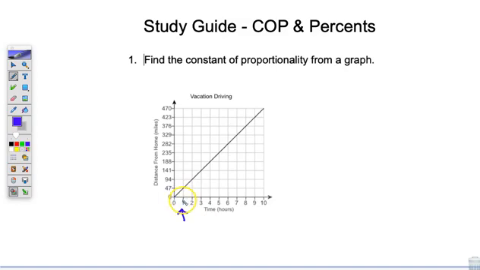So remember, your x always needs to be equal to 1 to find the constant of proportionality. Once you go up to the solid line, you'll move left and you can see that the COP is equal to 47.